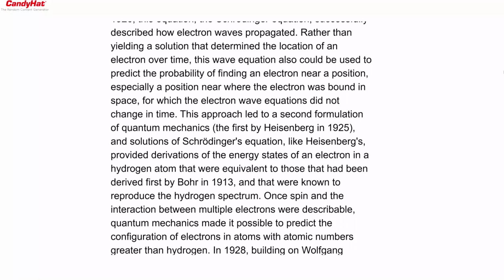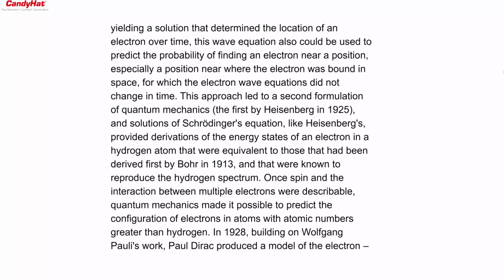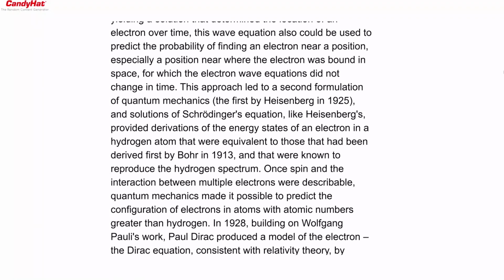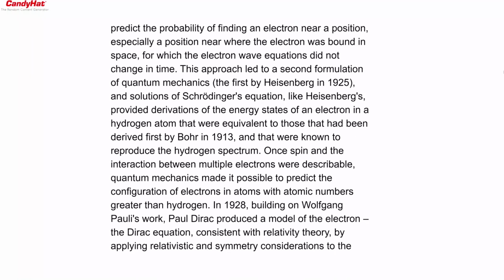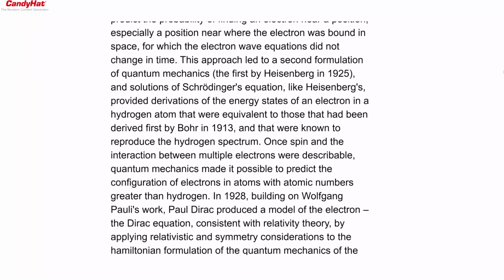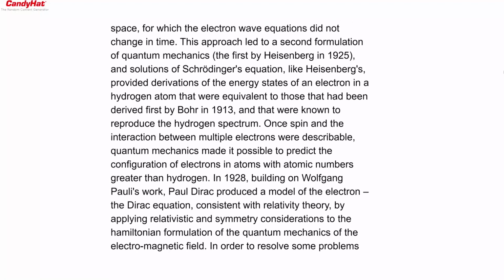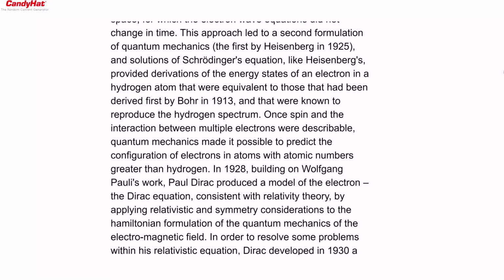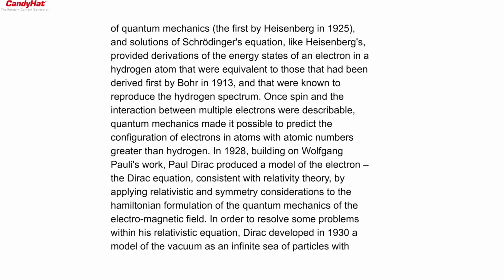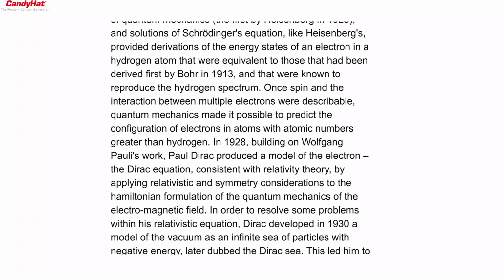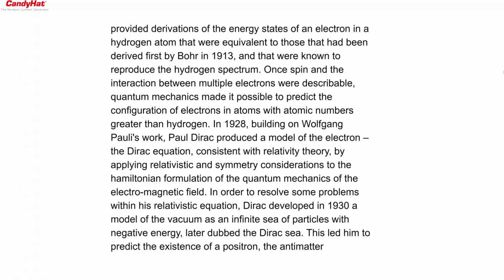In 1928, building on Wolfgang Pauli's work, Paul Dirac produced a model of the electron, the Dirac equation, consistent with relativity theory, by applying relativistic and symmetry considerations to the Hamiltonian formulation of the quantum mechanics of the electromagnetic field. In order to resolve some problems within his relativistic equation, Dirac developed in 1930 a model of the vacuum as an infinite sea of particles with negative energy, later dubbed the Dirac sea. This led him to predict the existence of a positron, the antimatter counterpart of the electron.